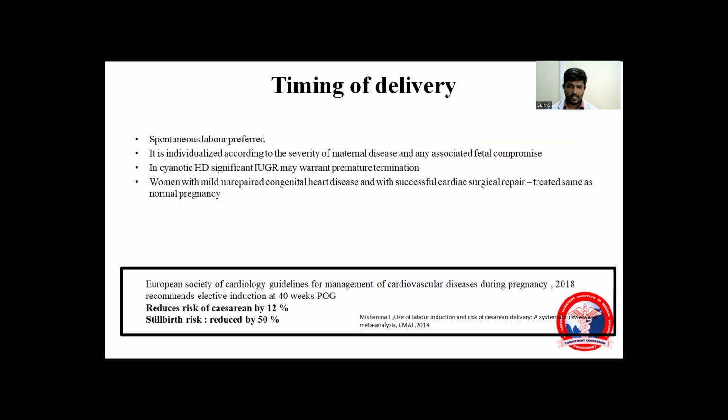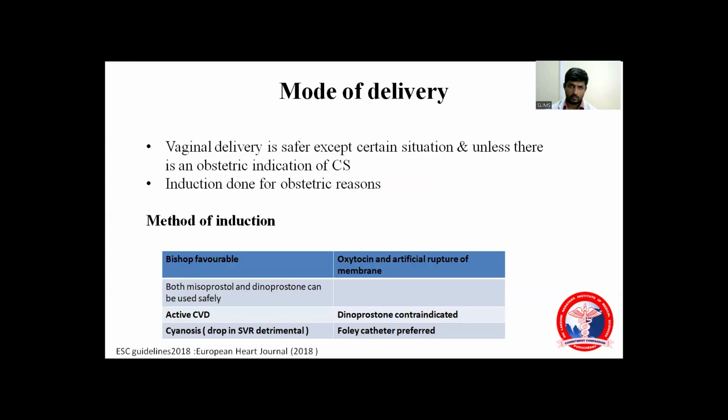So the European Society says patients with cardiac disease can be induced electively at 40 weeks of gestation, which helps in reduction of cesarean by 10% and stillbirth by 50%. So for mode of delivery, vaginal delivery is safer, except in certain situations, and unless there is a fitting indication for cesarean.